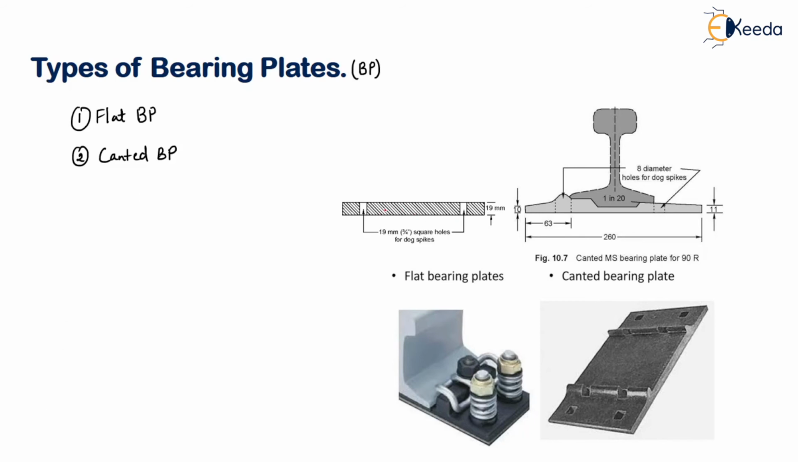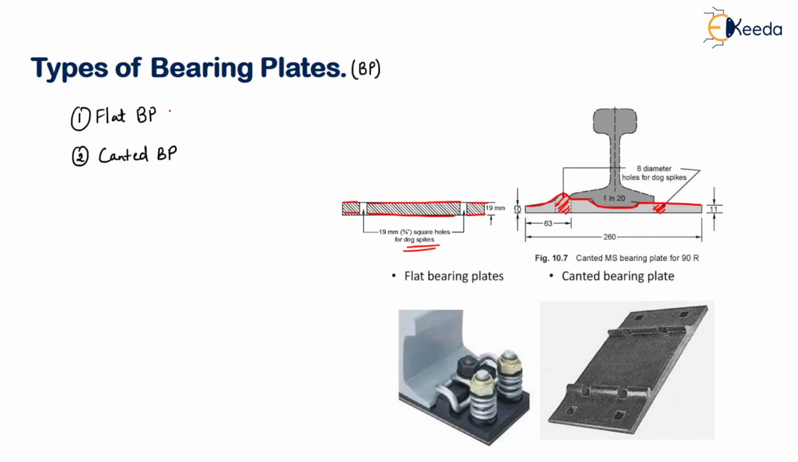Now flat bearing plate is like this. If you observe, it is flat like this, and there is a square hole for driving your spikes. Normally dog spikes are used for flat type of bearing plates; more detail about spikes we'll study in further classes. The second one is canted bearing plates. If you observe, canted bearing plates have this type of section. Here a provision for your dog spikes is provided. Now, when we use the flat type and when we use the canted type is very important.